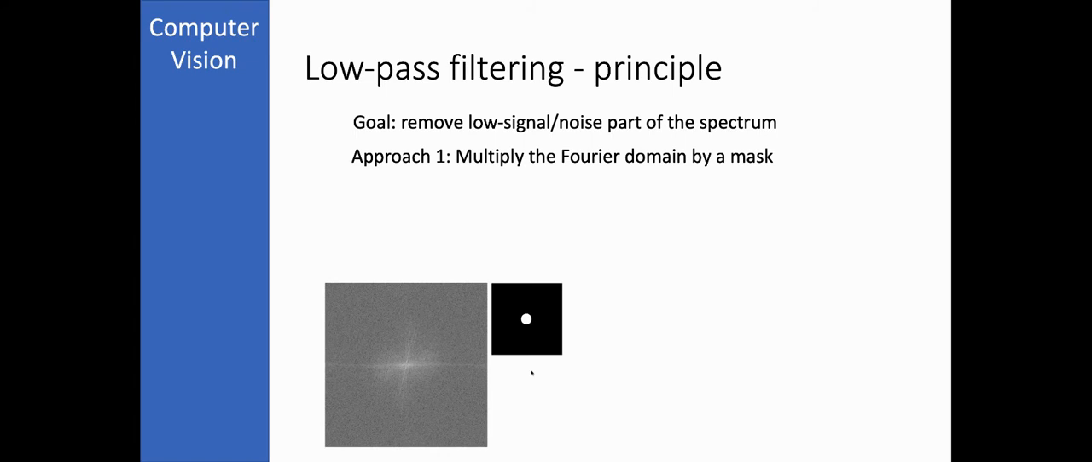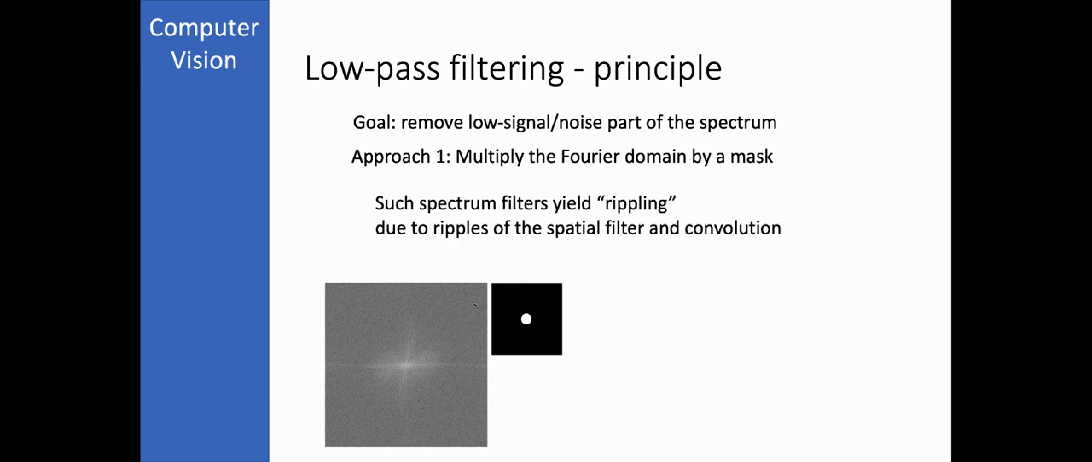So this approach, we've actually already seen the results, but let's put it here for completeness. We basically multiply this Fourier spectrum with the mask here. We get rid of all the high frequency areas where the contribution of the noise is dominant. Now, such spectrum filters create one problem that we've seen, which was blurring, but they create another problem, which is the rippling.